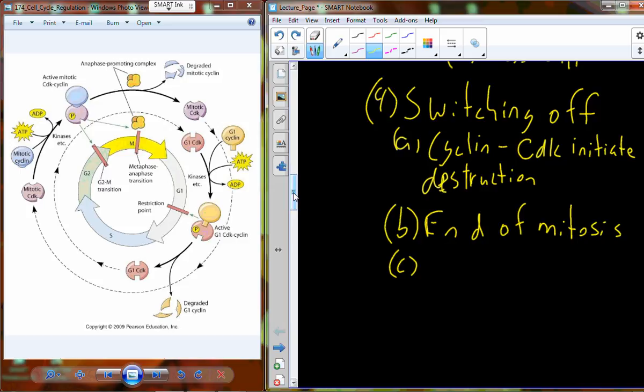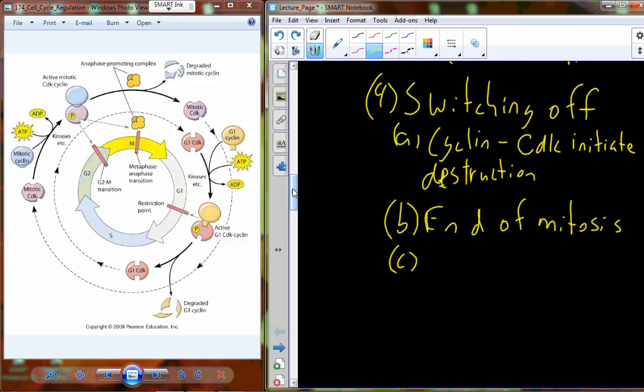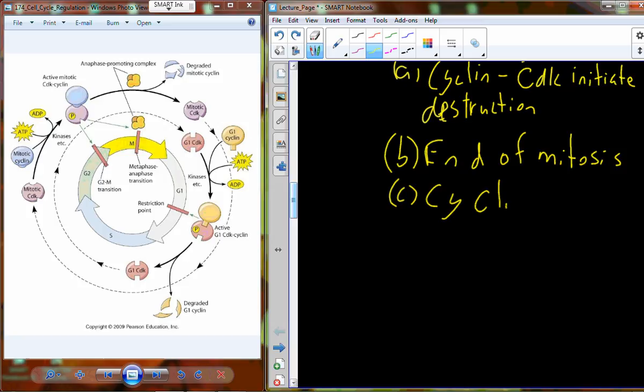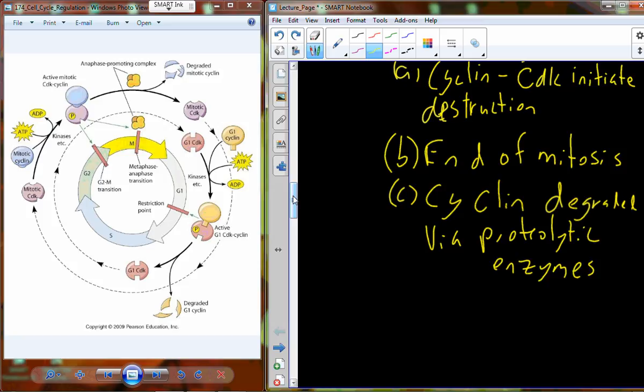One of the enzymes or proteins that the cyclin CDK complex activates is a proteolytic enzyme. That proteolytic enzyme increases its activity. It gets upregulated by the cyclin CDK complex. And it's actually going to attack the cyclin. So we're going to turn on the proteolytic enzyme by phosphorylating the proteolytic enzyme, and it begins to degrade the cyclin. So the cyclin begins to be broken apart.